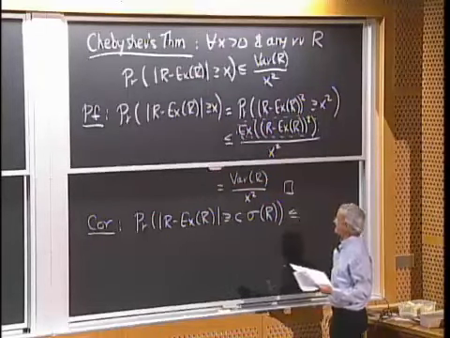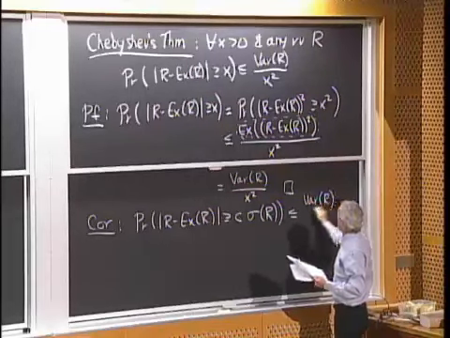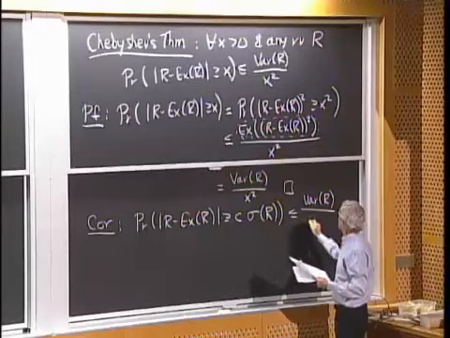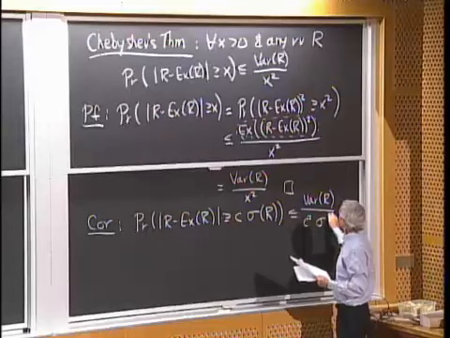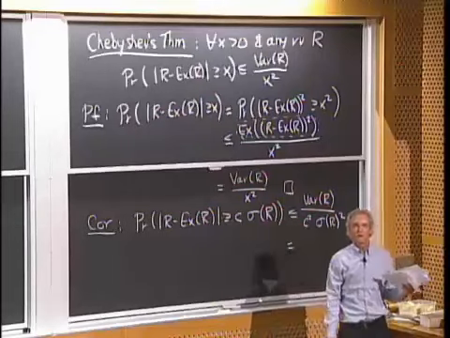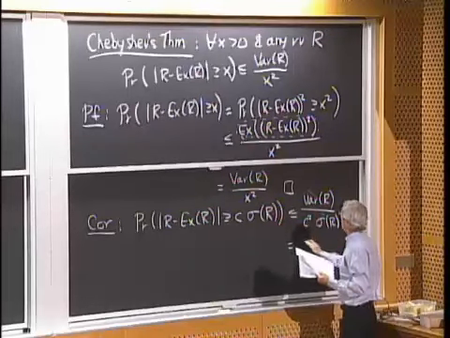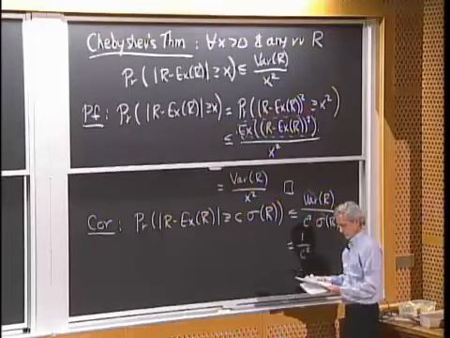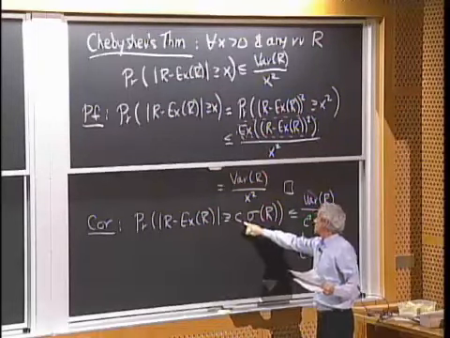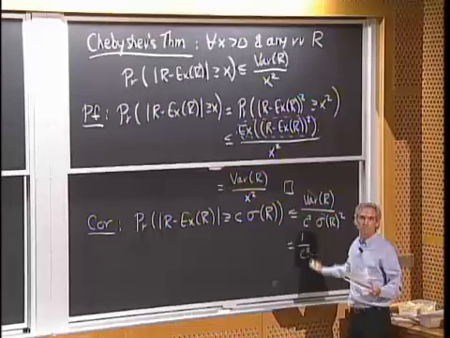Well, what's that? That's the variance of R over c squared times the standard deviation squared. What's the square of the standard deviation? That's the variance. They cancel, so it's just 1 over c squared. So the probability of being more than twice the standard deviation off expectation is at most 1/4, for example.